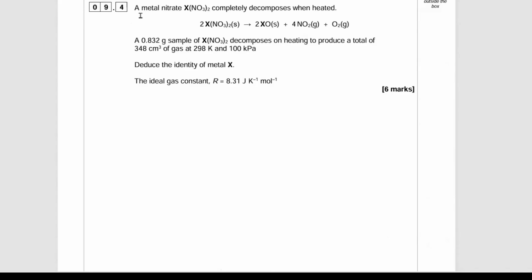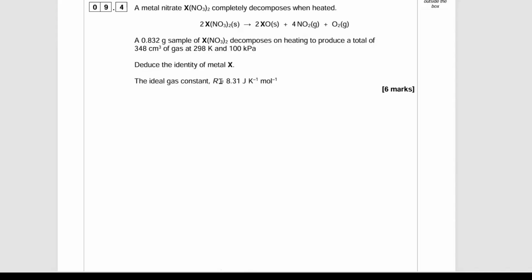9.4. Okay, we've got a question here about a metal nitrate that completely decomposes when heated. And we've been given the equation for this with the coefficients, which is always nice, and we've been given the algebraic symbol X. So we've got this unknown metal X. A 0.832 gram sample of X nitrate decomposes on heating to produce a total of 348 centimeter cubed of gas at 298 K and 100 kilopascals. Deduce the identity, I love that word, deduce the identity of metal X.